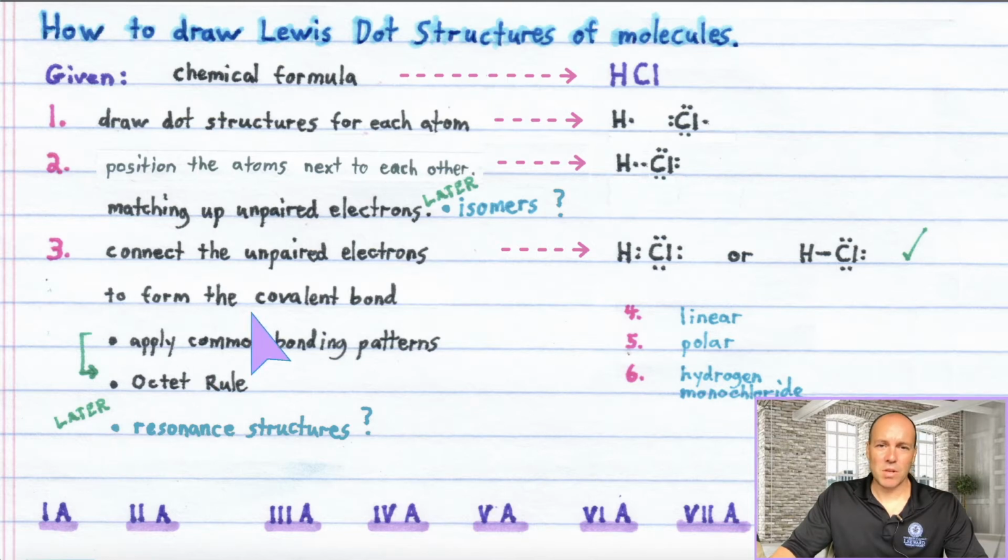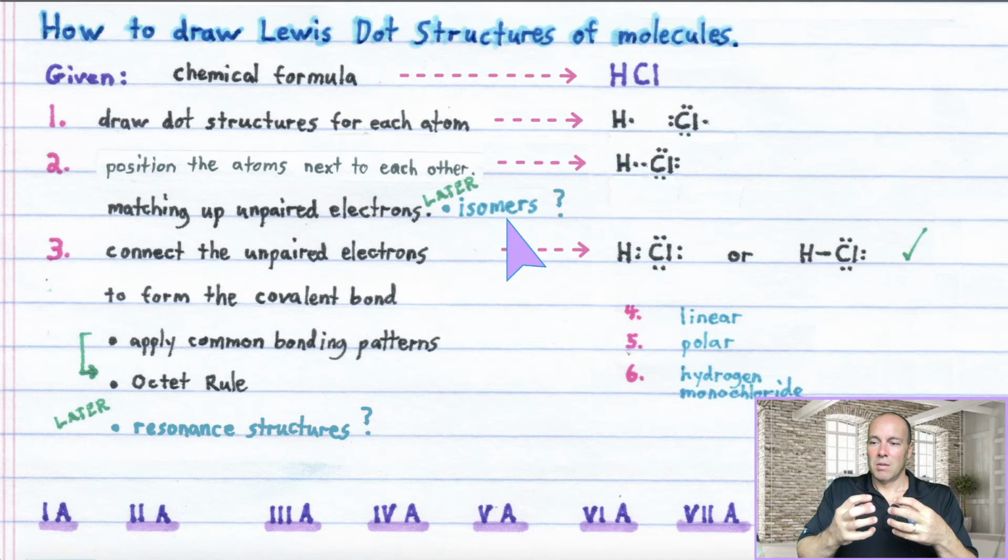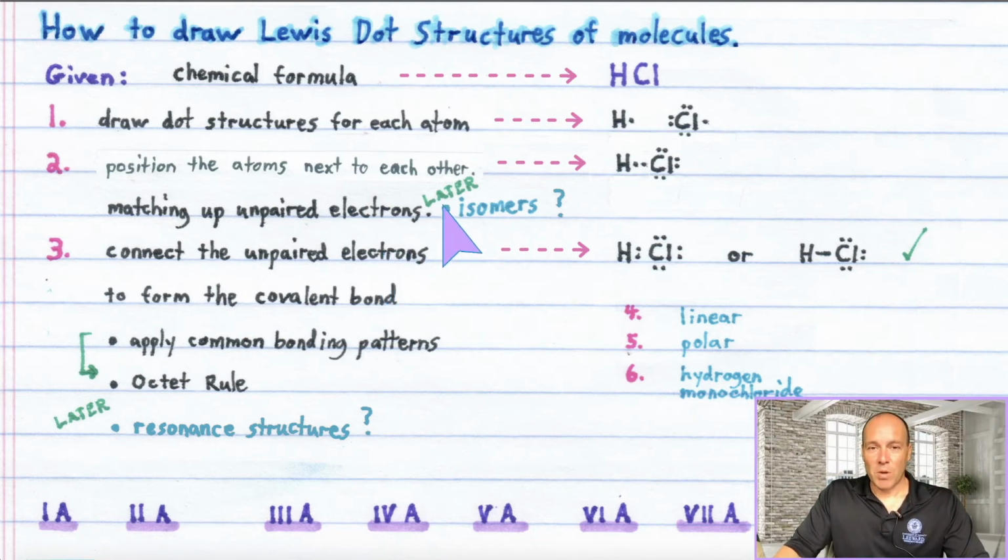Resonance structures are different than isomers. Isomers are different ways that you can bring the atoms next to each other. So they're different atomic arrangements, okay? Different ways for the atoms to be next to each other. But resonance structures are different ways to actually bond the electrons in a structure. So you might have multiple isomers, and each isomer could have multiple resonance structures associated with it. Okay, and we'll discuss resonance structures later.